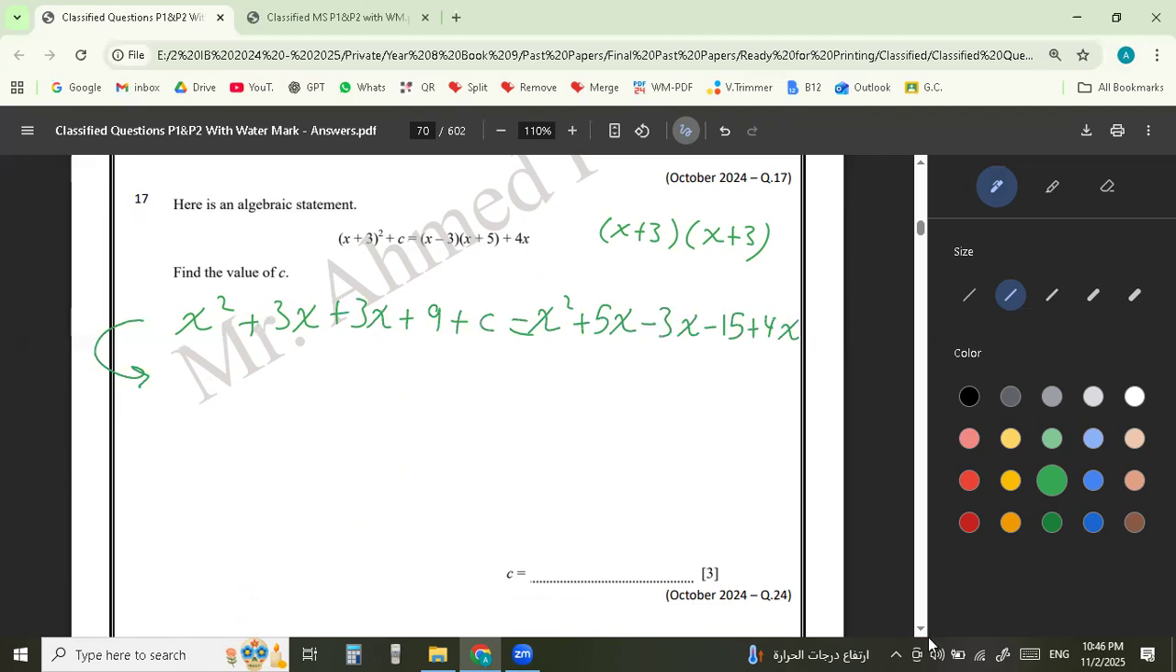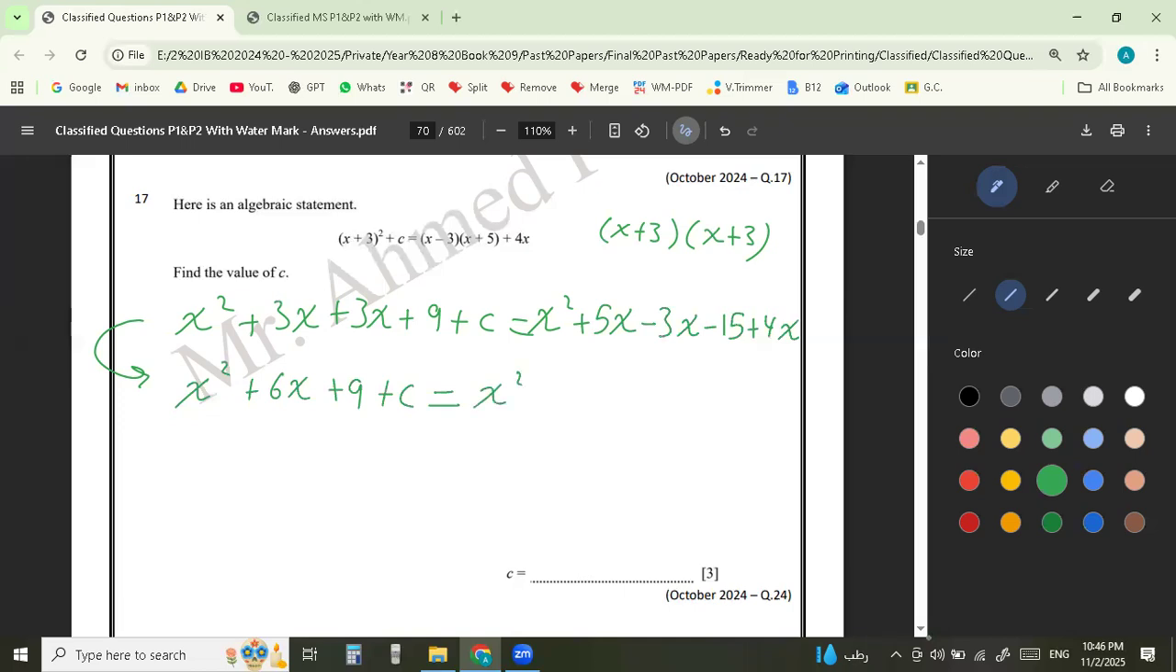I'm going to choose a different color. Well, let's keep the same color. X squared, I'm just going to keep it the same. I don't have another x squared on the left side. So x squared. 3x plus 3x is positive 6x. Positive 9 plus c. That's the simplest form of the left side.